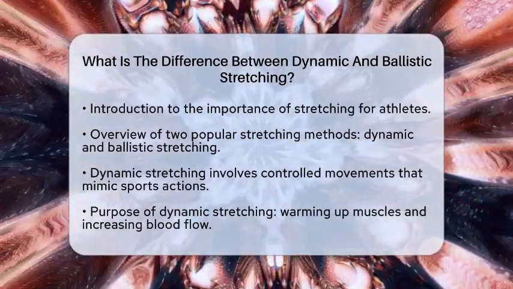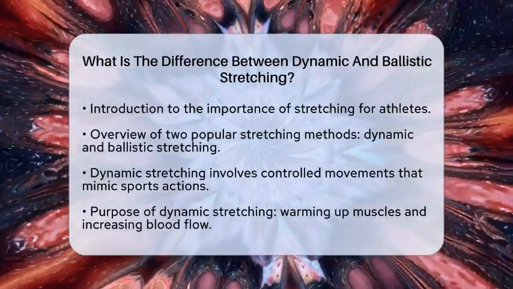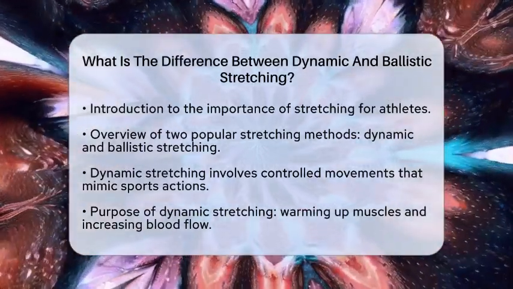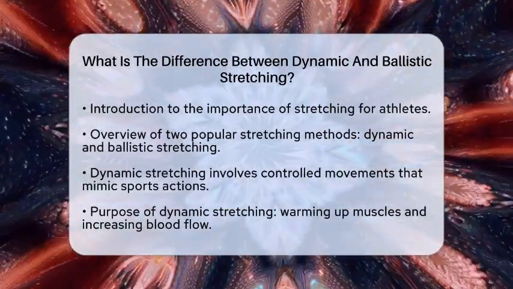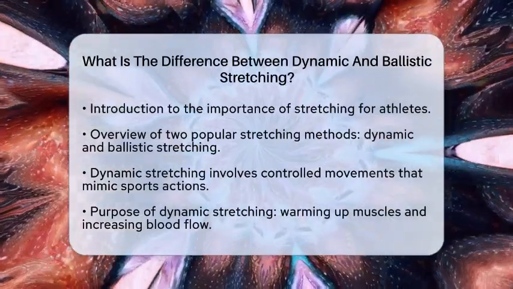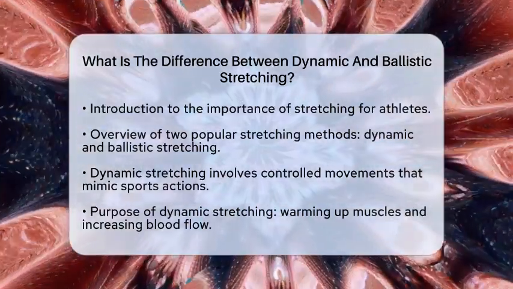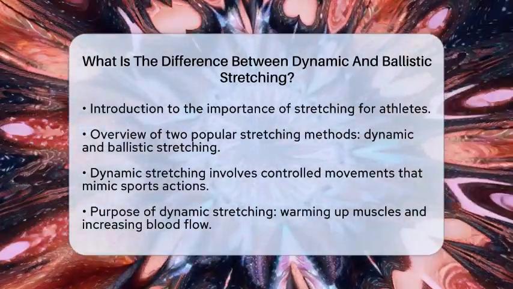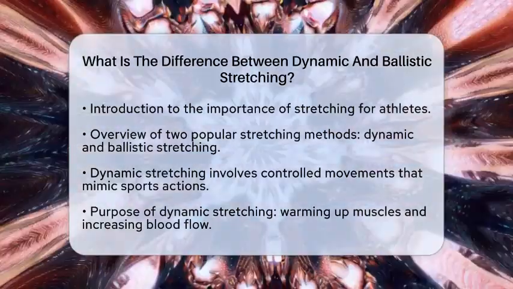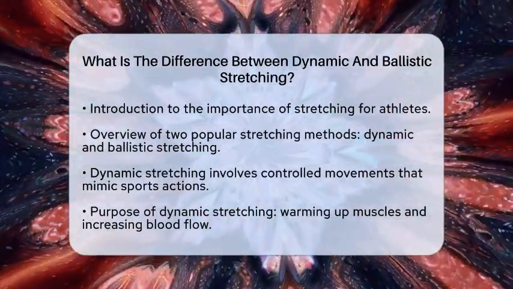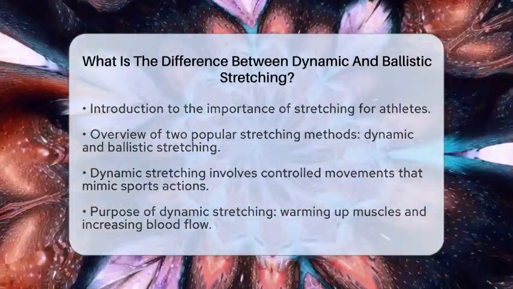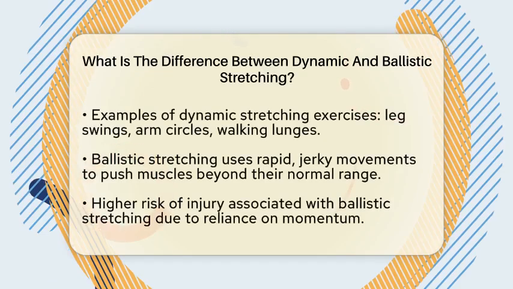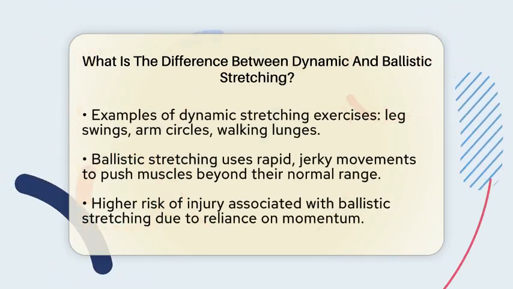Dynamic stretching involves controlled movements that mimic the actions of the sport or activity. It is all about warming up the muscles and increasing blood flow. This type of stretching is performed in a rhythmic and coordinated manner. Think of movements like leg swings, arm circles, or walking lunges. These exercises prepare the body for action without putting undue stress on the muscles.